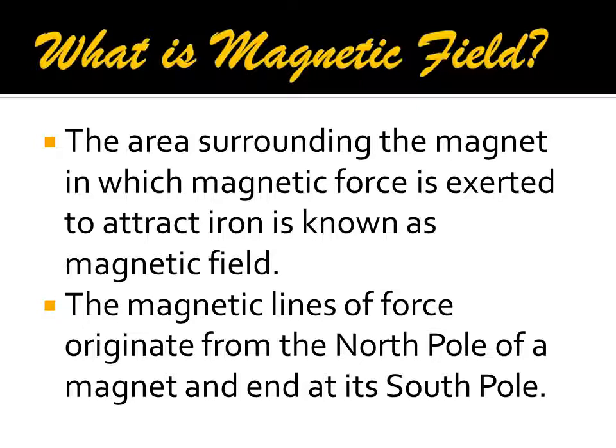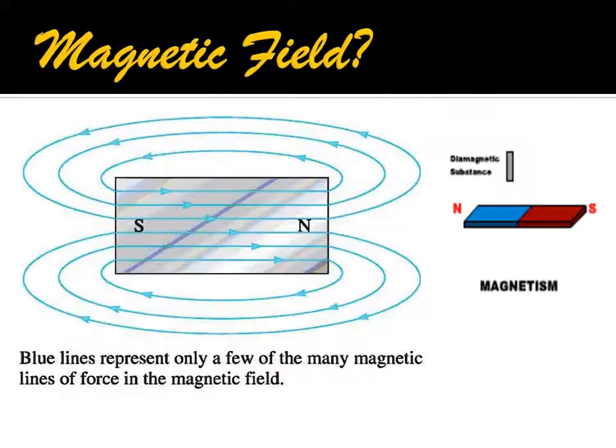The magnetic lines of force originate from the north pole of a magnet and end at its south pole. That means it has a certain area. One end is termed as north pole, another end is termed as south pole, and the magnetic lines of force originate from the north pole and go to the south pole. So by this we can figure out the magnetic field of a magnet.